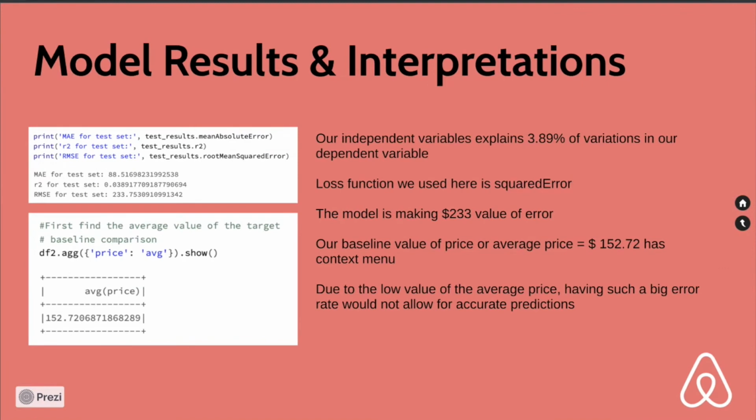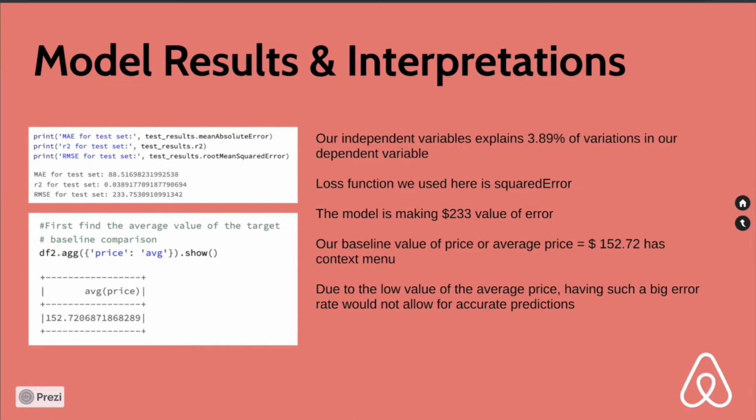The results that we have for this are R squared, mean absolute error, and root mean square error. Since this is a linear regression model, we need to first look at the adjusted R squared, which says that the independent variables and the dependent variable have a 3.89% linear relationship. It explains that every time there is a variation in the independent variable, 3.89 percent has an effect on the dependent variable.